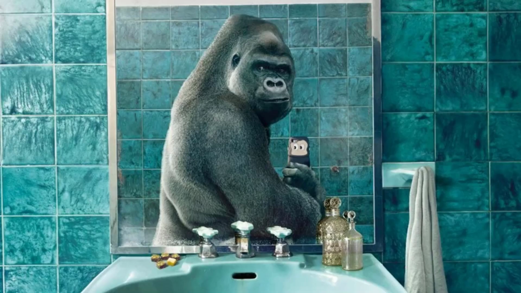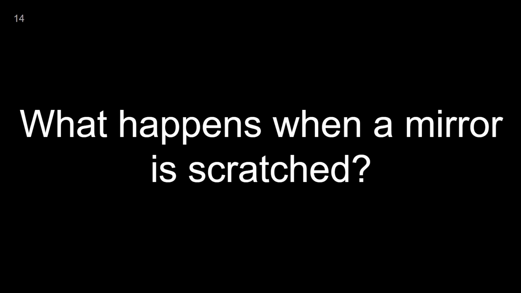So how does a mirror work? Well, since a mirror is smooth, it will reflect most of the light hitting it, and you will see an image that is the same as the object in front of the mirror. What happens if the mirror is scratched? If a mirror is scratched, more of the light will be scattered rather than being reflected.